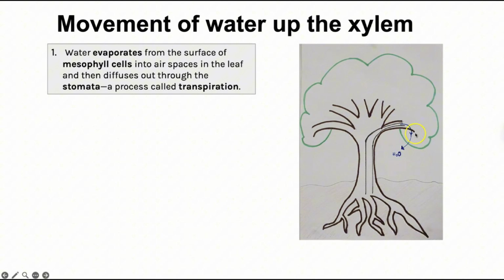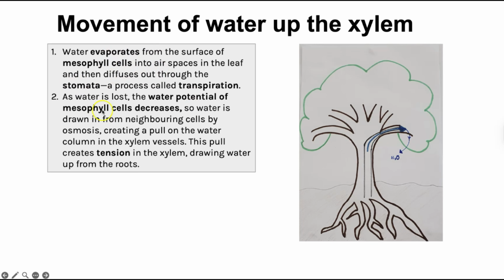Water evaporates from the stomata. That is transpiration. That would be your first mark. Water evaporates from the stomata. As that water evaporates, it decreases the water potential in those surrounding cells, and that creates tension in the water column and on the xylem, and that draws and it pulls the water up. So that'd be your next mark.